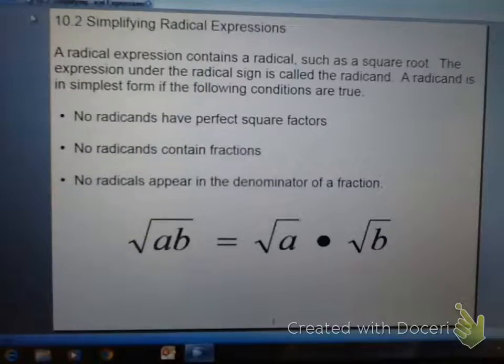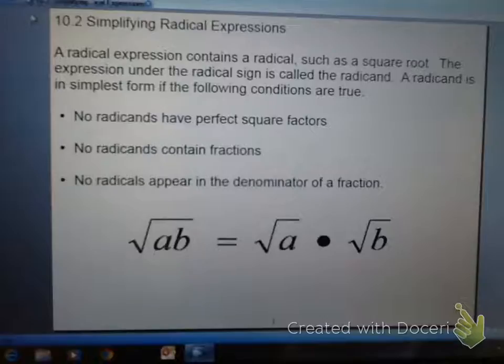Section 10.2, Simplifying Radical Expressions. We are going to simplify radicals. You can go back and forth with this. If you have two radicals, like the square root of AB, you could separate it to say the square root of A times the square root of B.